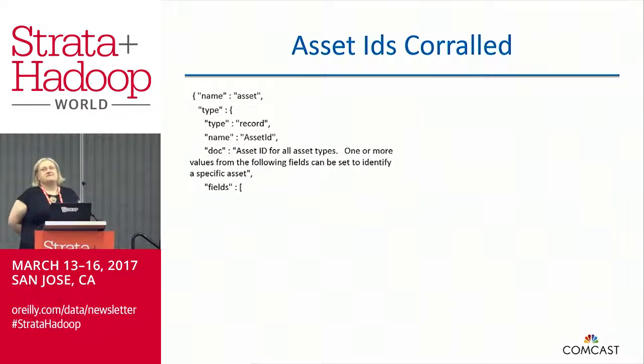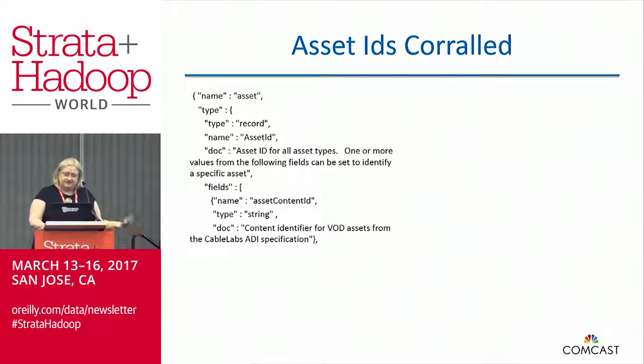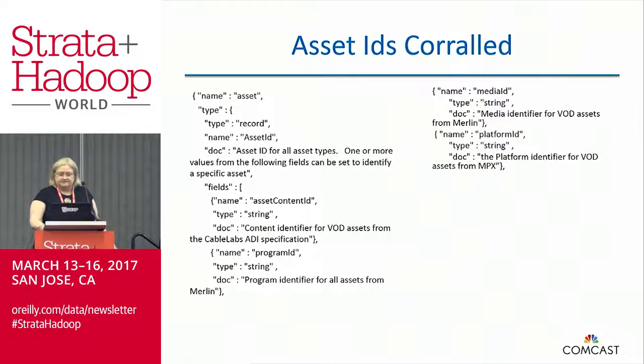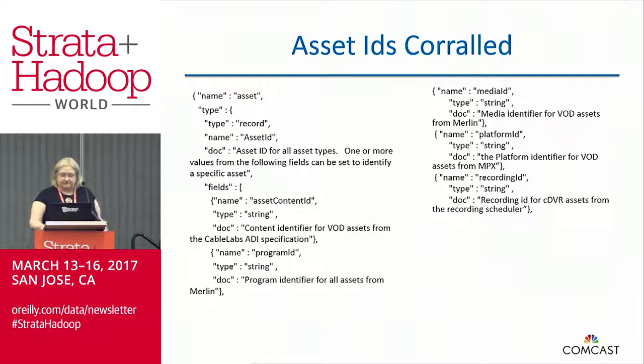So we have not solved our asset ID problem yet, but we have at least corralled the asset IDs. So we represent in Avro a record that consists of all the asset IDs that you could possibly use. And one or more of these can be used to set a specific asset. So it's a record and its fields are each individual asset ID, the asset content ID with the documentation of where it comes from, video on demand assets from the Cable Labs ADI specification. It's a heck of a lot better than just this sort of free-floating asset content ID. And similarly, we have documentation for all the different asset IDs.